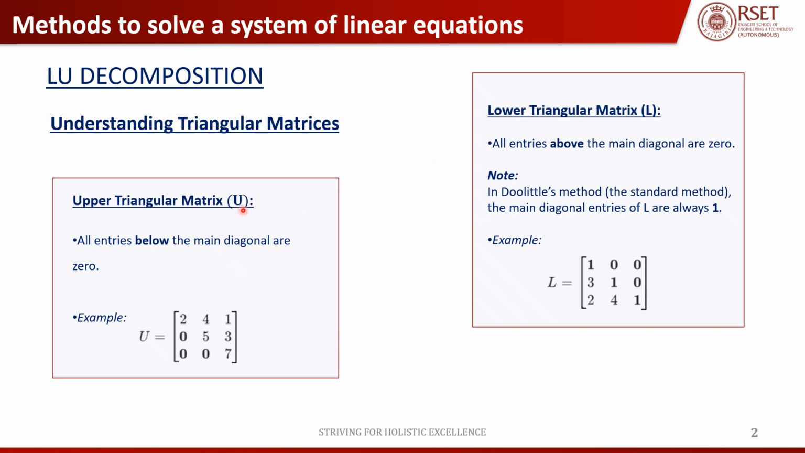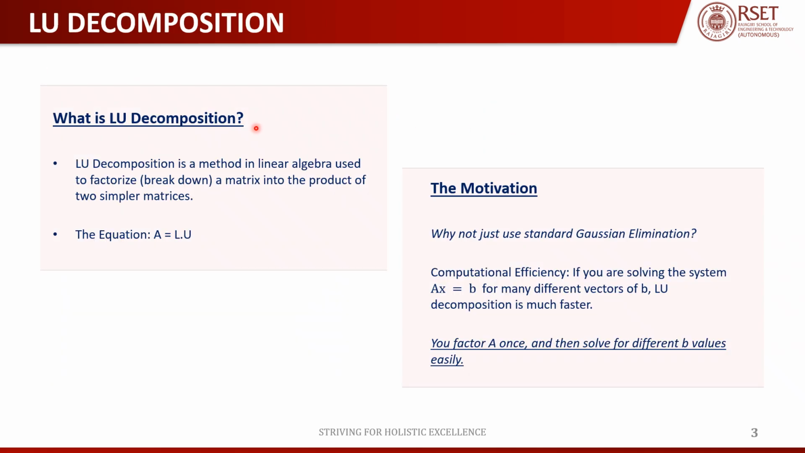We denote them by U and L. So let us move to what LU decomposition is. Why did we talk about L and U? Why did we talk about lower triangular and upper triangular? Because here the method goes like this.